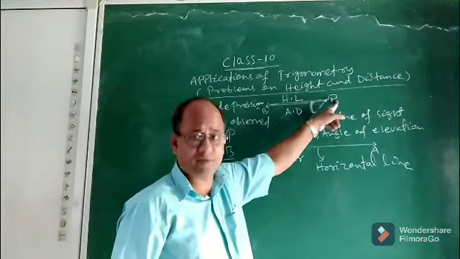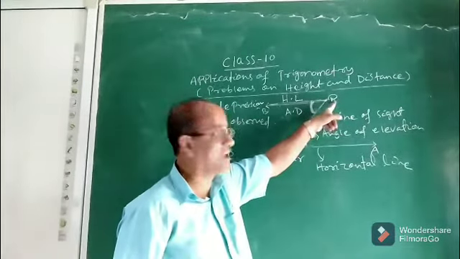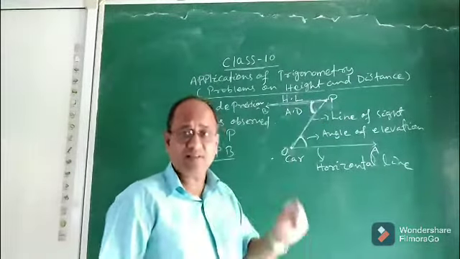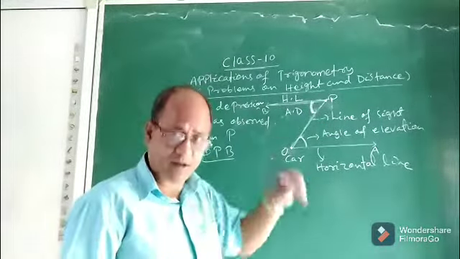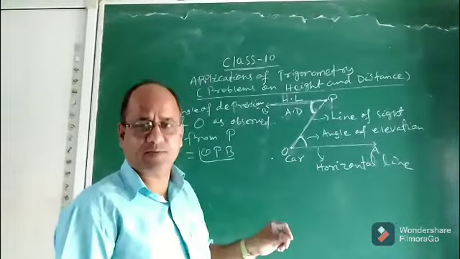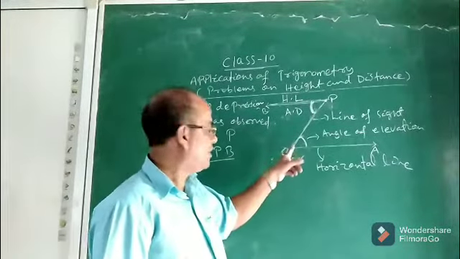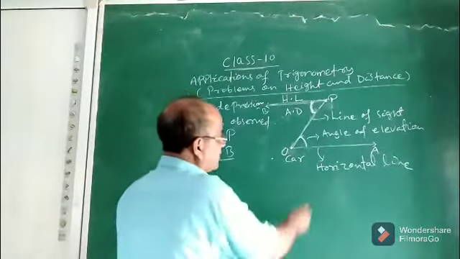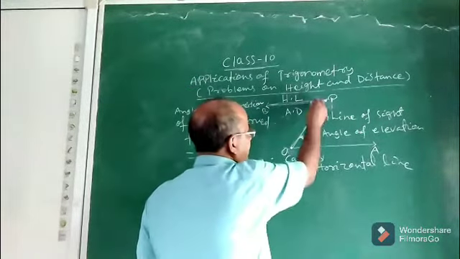So this is the point of observation. That means your eyes are lying here, so the angle of depression will be formed here. That means the angle of depression or angle of elevation is always formed at the point where the eyes of the observer lie. So this is the concept. This is known as angle of elevation.